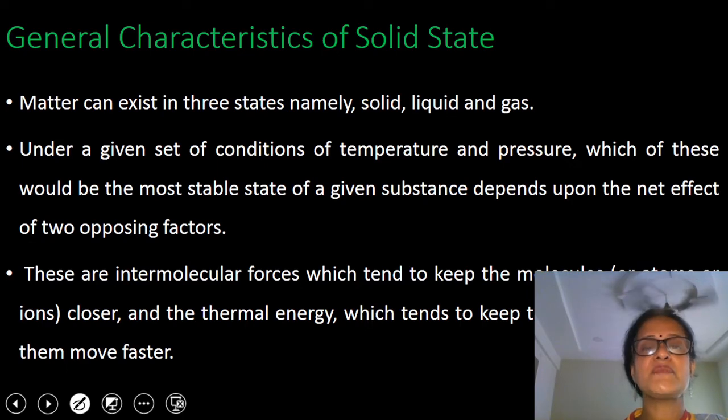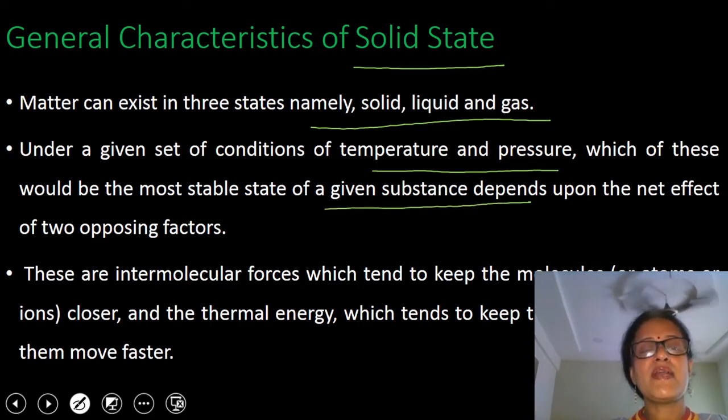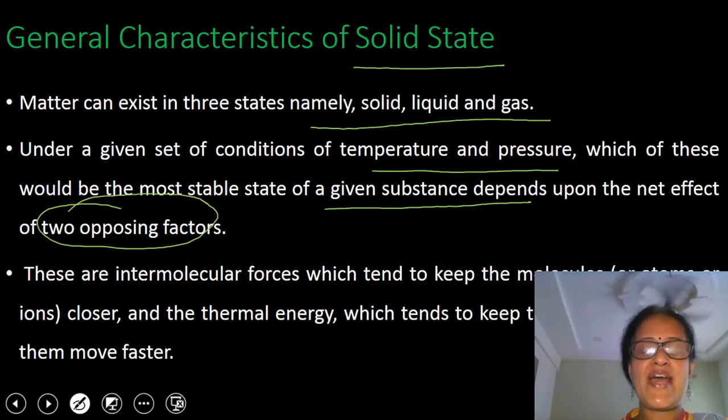Now we will learn some general characteristics of solid state. You already know from your previous classes that matter can exist in three states, namely solid, liquid and gas. Under a given set of conditions of temperature and pressure, which of these would be the most stable state of a given substance depends on the net effect of two opposing factors. What are these two factors?